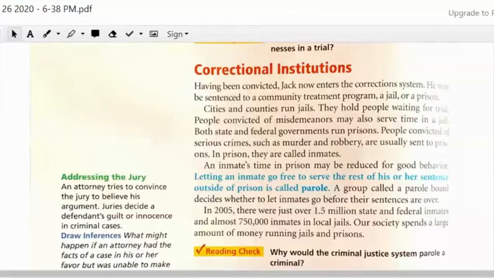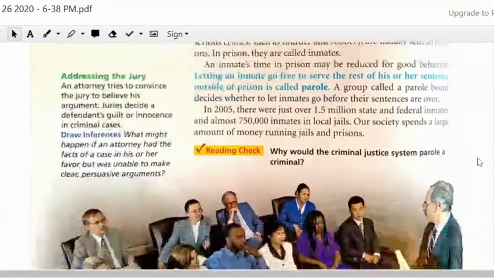Both state and federal governments run prisons. People convicted of serious crimes such as murder and robbery are usually sent to prisons. In prison, they are called inmates. An inmate's time in prison may be reduced for good behavior. Letting an inmate go free to serve the rest of his or her sentence outside of prison is called parole. A group called a parole board decides whether to let inmates go before their sentences are over. In 2005, there were just over 1.5 million state and federal inmates and almost 750,000 inmates in local jails. Our society spends a large amount of money running jails and prisons.